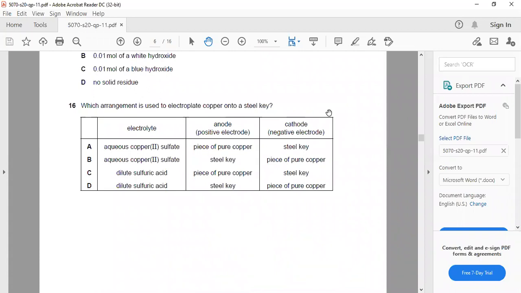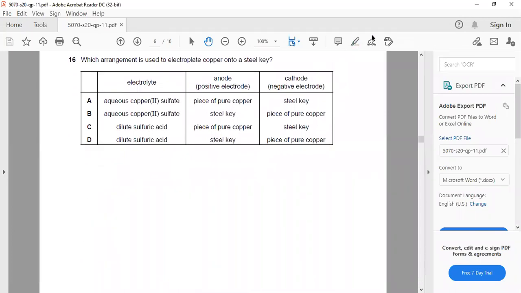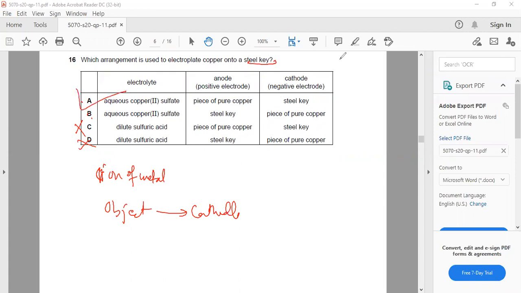Number 16 is about electroplating. For electroplating, you have to remember a rule: the electrolyte should have the ion of the metal. You are doing copper plating, so you must have copper ions. So it means A or B is the answer, C, D wrong. The object on which you want to electroplate must be the cathode. So the steel key should be the cathode. So A is the answer. And the anode is the metal you are going to apply.